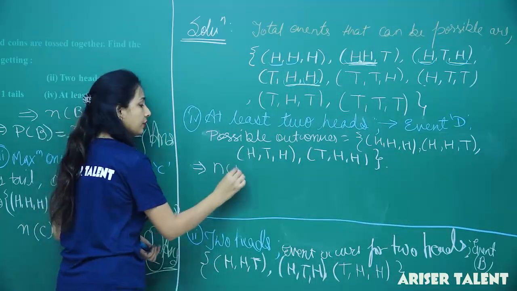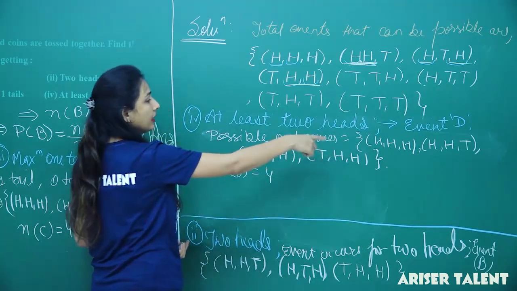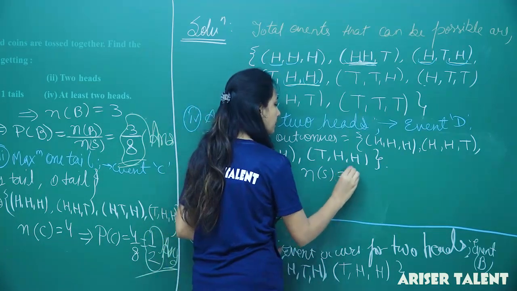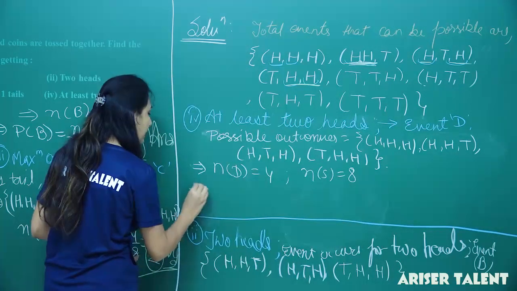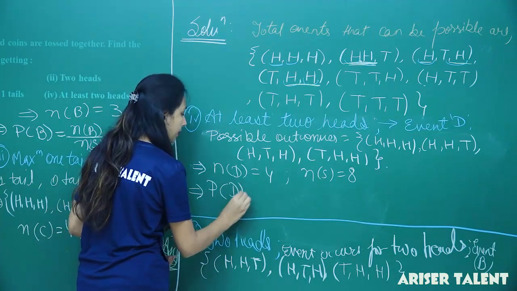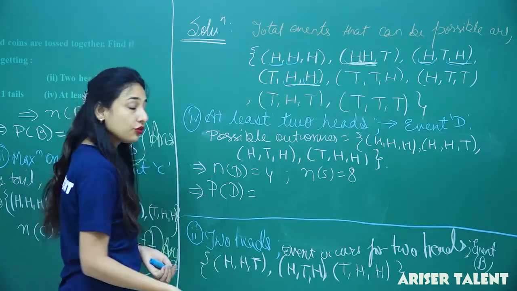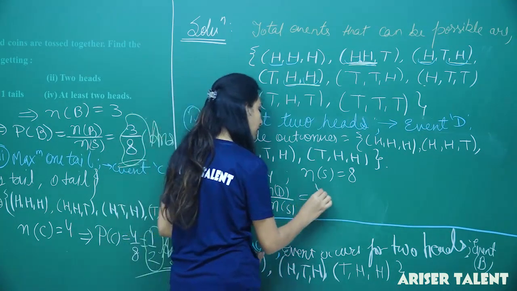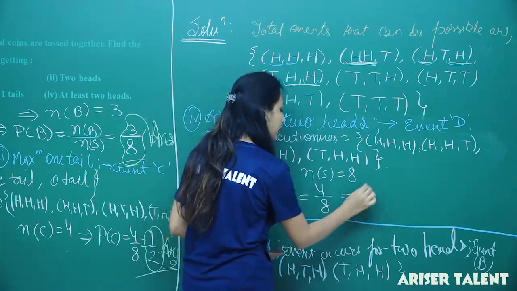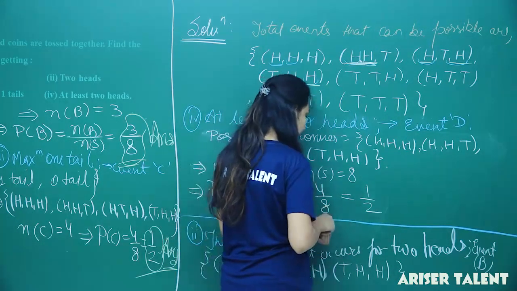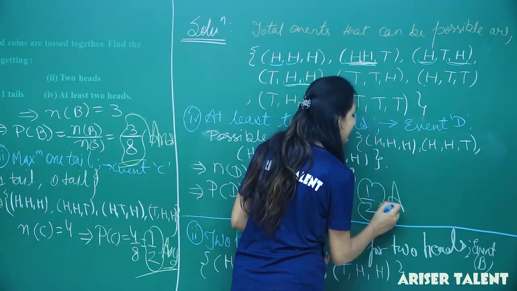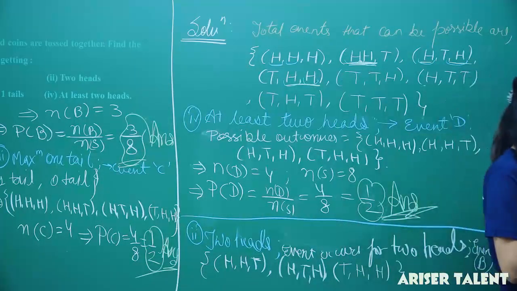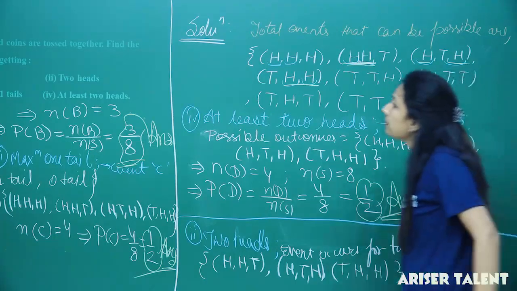So, ND will be equals to, students mentioned it here, 1, 2, 3, 4, 4, and NS is equals to 8. This implies that probability of happening the event D is equals to ND by NS. This is nothing but 4 by 8, which will give you 1 by 2, and this 1 by 2, students, what? Your answer. Note this. Then we'll move to the next question.